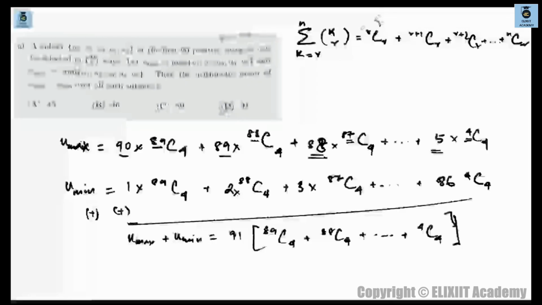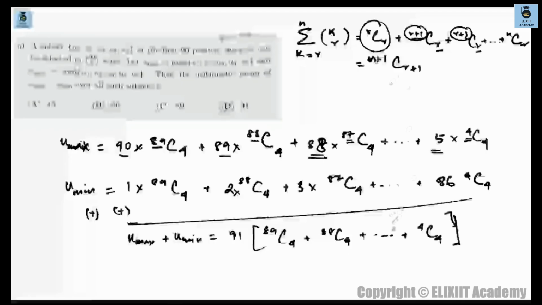How to identify this thing? The first term should start from RCR. The prefix and suffix are the same, and then you are changing this to R plus 1 CR. This will remain the same. This will change: R plus 1, R plus 2 and so on. And this formula is given by N plus 1 CR plus 1. This is called the hockey stick or the Christmas stocking identity.